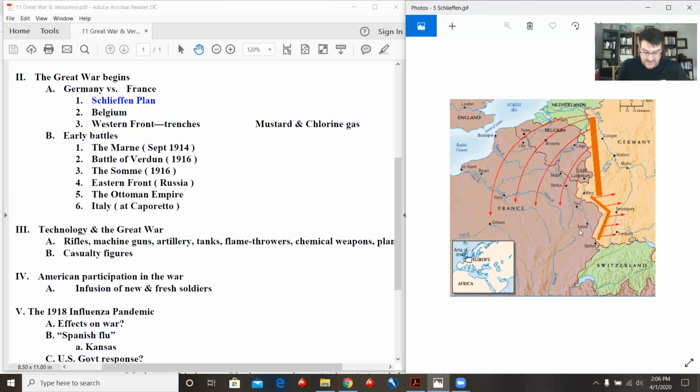So when the Germans attack Belgium, not only are they weakened and don't have the forces they normally would have, they end up running into stiff resistance from the Belgians.